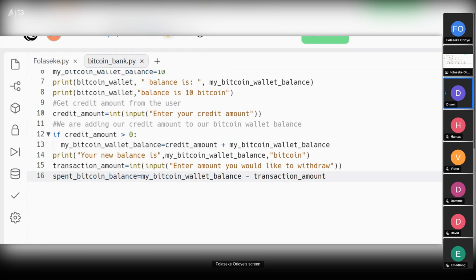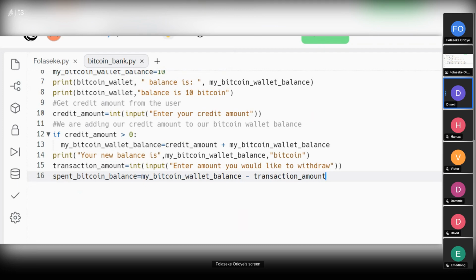Now, what we are going to do now is we want to do the same thing for our transaction amount. For transaction amount, we want to do the same thing such that if the person is trying to withdraw a negative value, we should not allow such. Rather, we should only allow them to withdraw anything that is greater than zero.